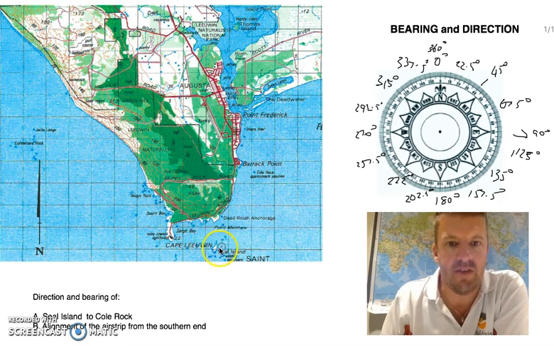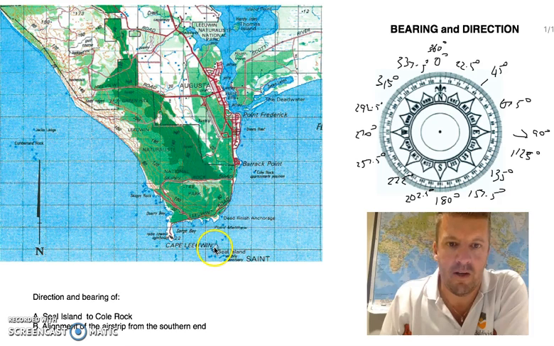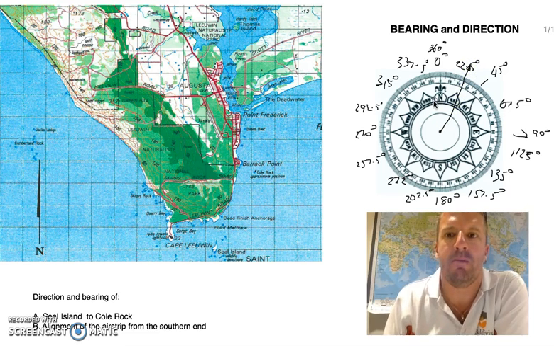So we're looking at direction and bearing for Seal Island and Coal Rock. So we're standing on Seal Island and we're looking towards Coal Rock. If we were able to grab our compass, we would take this centre point and put it over Seal Island, and we would read off on the compass, and it would cut through about there if we put the compass on top.